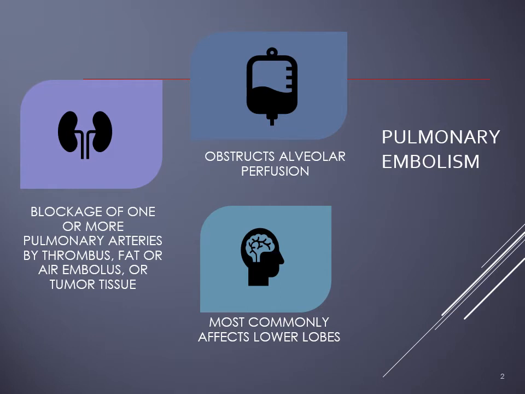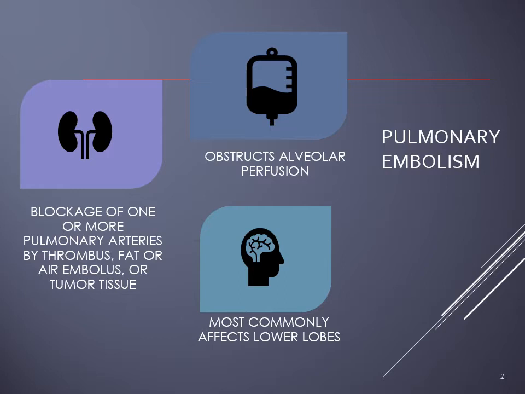So to be more specific, a pulmonary embolism or a PE is the blockage of one or more pulmonary arteries by a thrombus, fat or air embolus, or tumor tissue. The word embolus derives from the Greek word meaning plug or stopper.